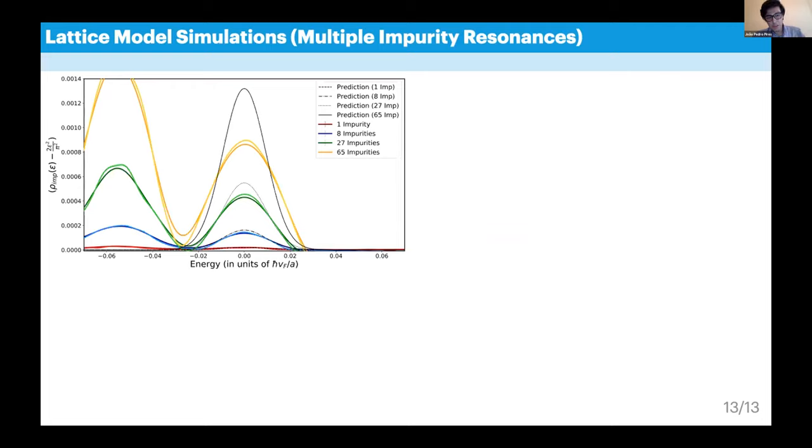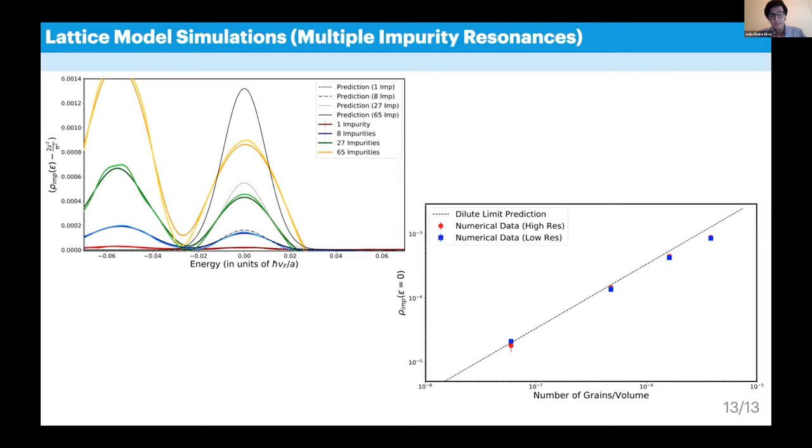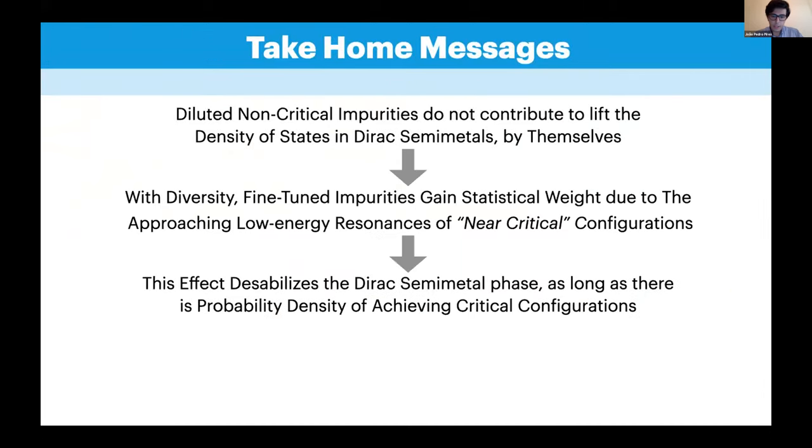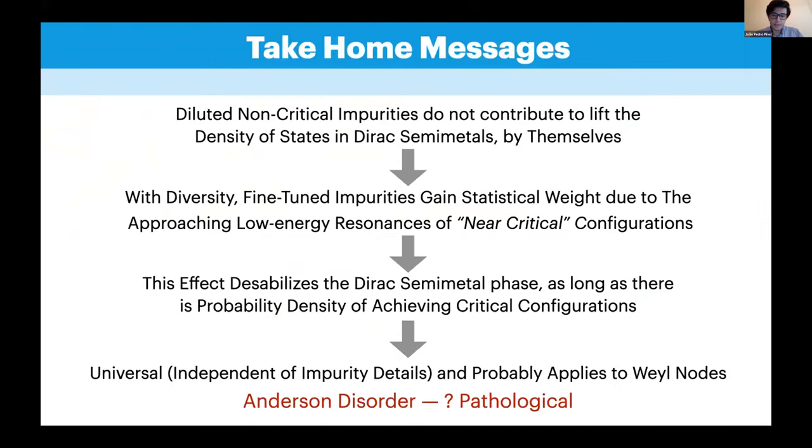So with multiple impurities, we have something similar to our theoretical predictions. The difference is that if we put many impurities inside the unit cell, we get deviations from the theoretical prediction, in particular from the linear scaling law with concentration. So this is just a summary.